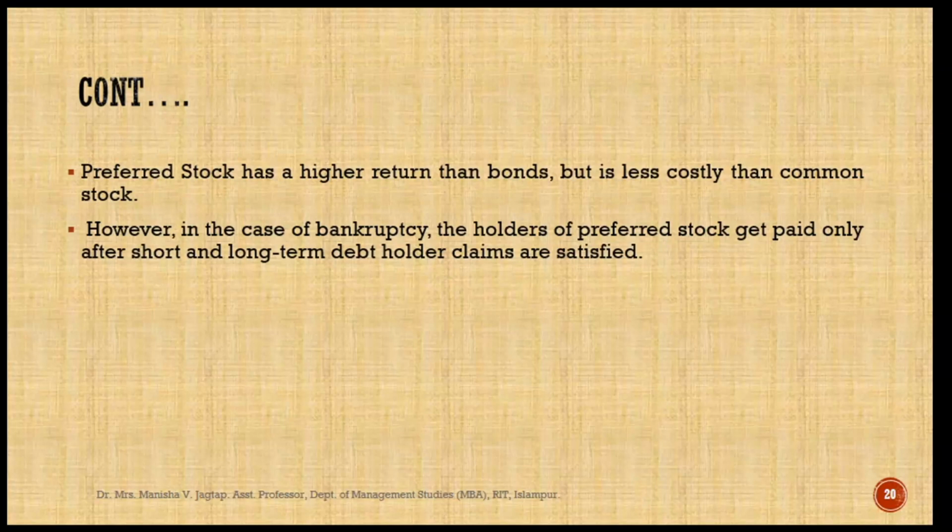Preferred stockholders receive a fixed dividend and usually cannot vote on the firm's affairs. These points we have already discussed while studying the long-term sources of finance, where in detail we studied the features of equity shares, preference shares, and debentures. The same get repeated here. We should keep in mind that these preference shareholders receive a fixed dividend and at the same time they don't have any voting rights in the firm's affairs.